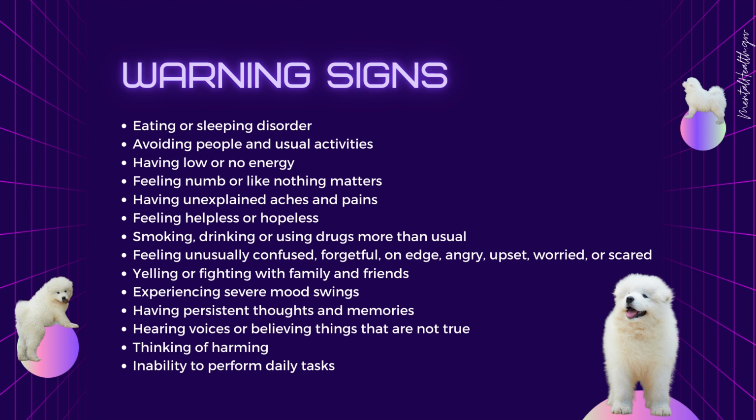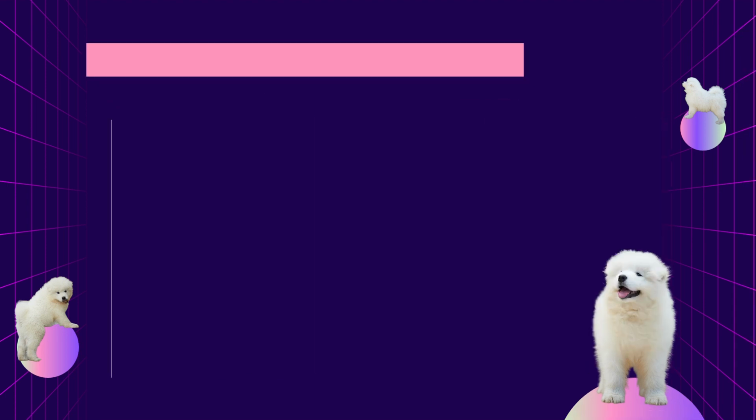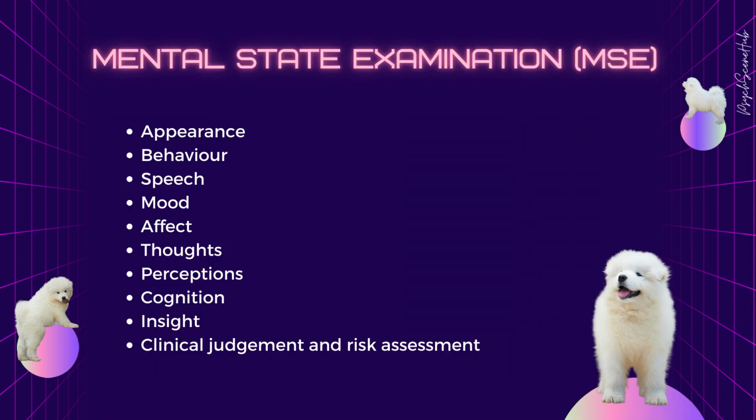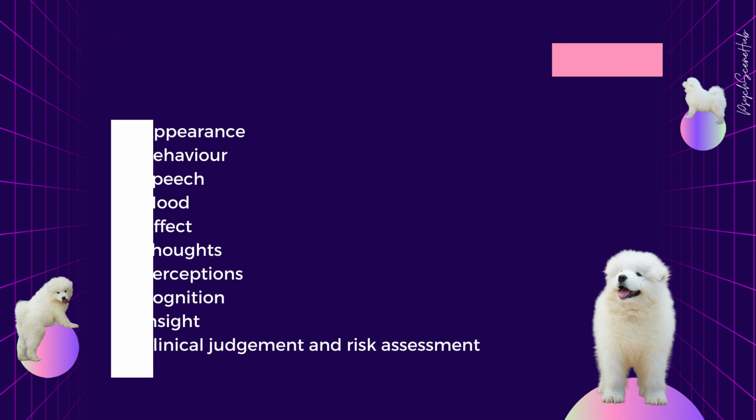All these lead us to the next step, the mental health assessment. The basic mental state examination consists of 10 steps. These include appearance, behavior, speech, mood, affect, thoughts, perceptions, cognition, insight, and risk assessment. Let's take a look at each of them and see how it works in practice.